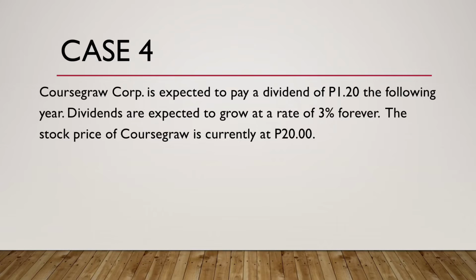To arrive at the cost of equity using the given, we have R sub S is equal to D sub 1 over P sub 0, the dividend yield, plus G, the capital gains yield. We have 1.20, this is the dividend expected to be paid a year from now, divided by 20 pesos, the stock price, plus 3%. We have an R sub S of 9%.